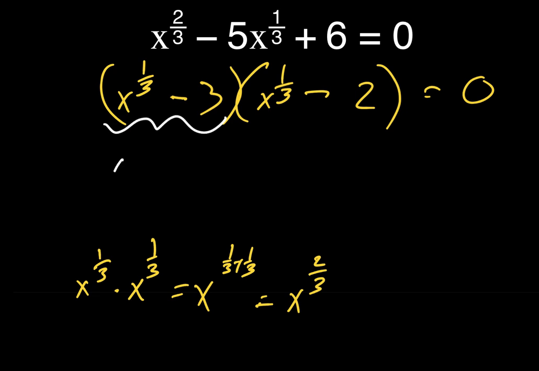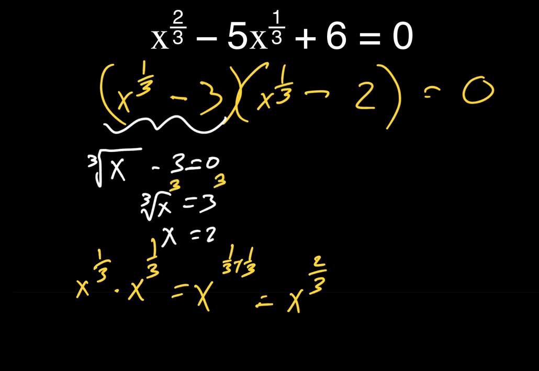X to the 1/3, some people like to think about it like this, is the cube root of x minus 3 equals 0. Add 3 to both sides. Cube root of x equals 3. And then to solve the cube root, we cube both sides. X equals 27.